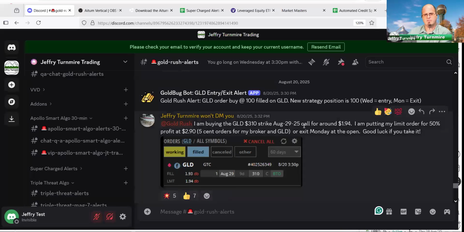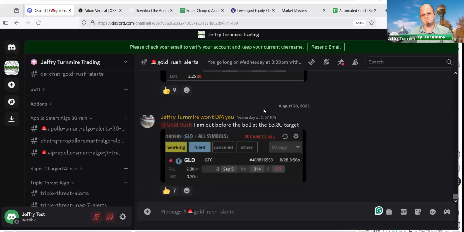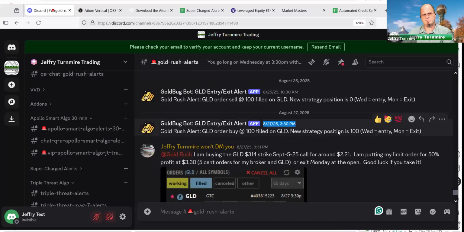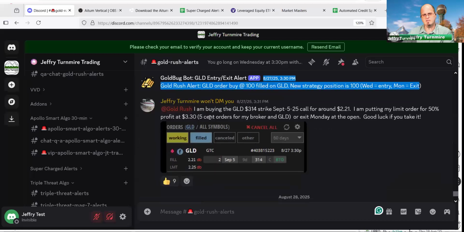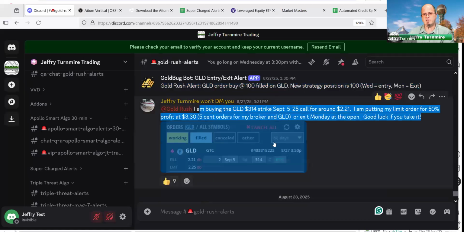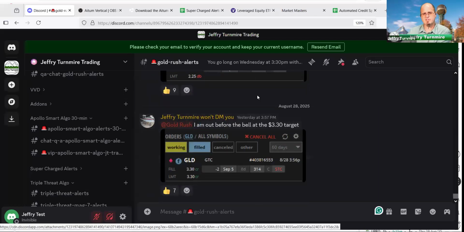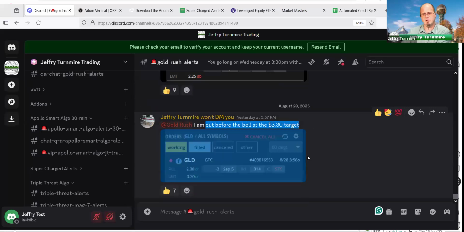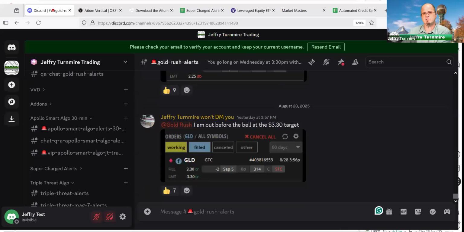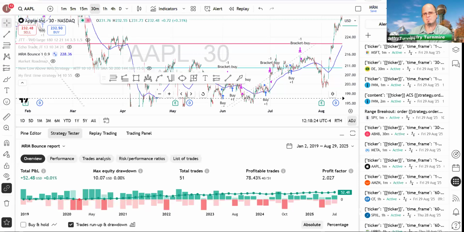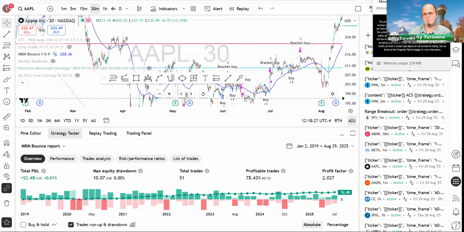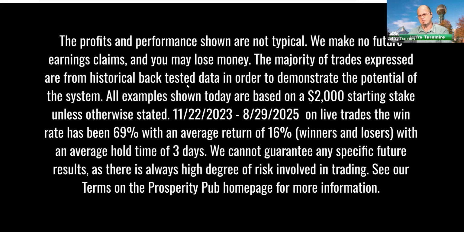Jeffry test down here. But the alert fired off for this week right here. Fired off. And I went ahead and took it manually. I don't let the bot pick the option for me. I picked the trade. But then yesterday we closed it out right before the bell. Out before the bell, 50% profit right there. So if you want to know more about this strategy right here, let me know in the chat that you want to know more. I can tell you more about this right now. So we got some people that are hyped up on it.